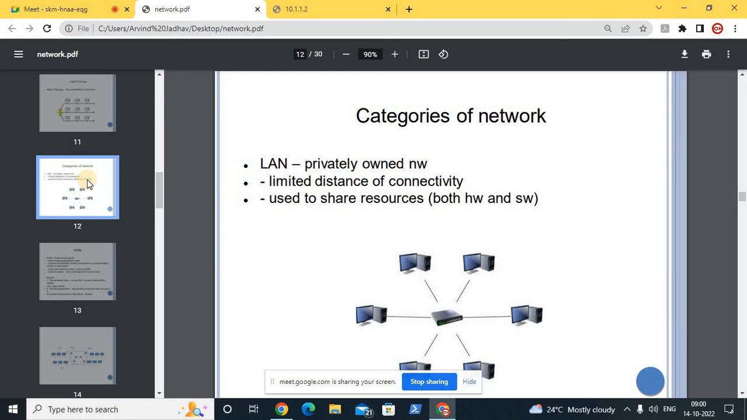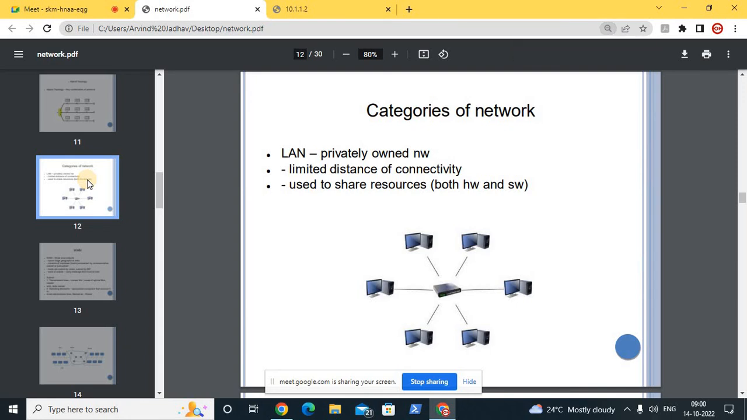So after that, categories of network. We'll discuss LAN, MAN, WAN. See, categories of network. LAN is a local area network. Privately owned network. Limited distance connectivity. Make a note of that. For example, for LAN it is 100 meters or 100 feet, something like that. 100 meters is the longest path.